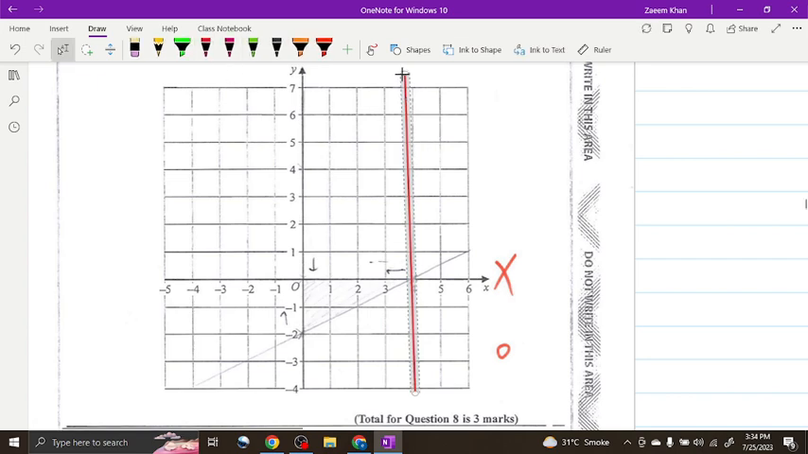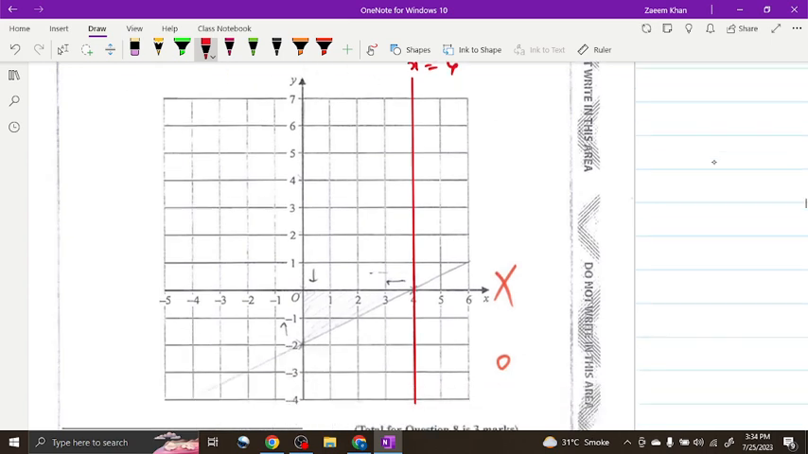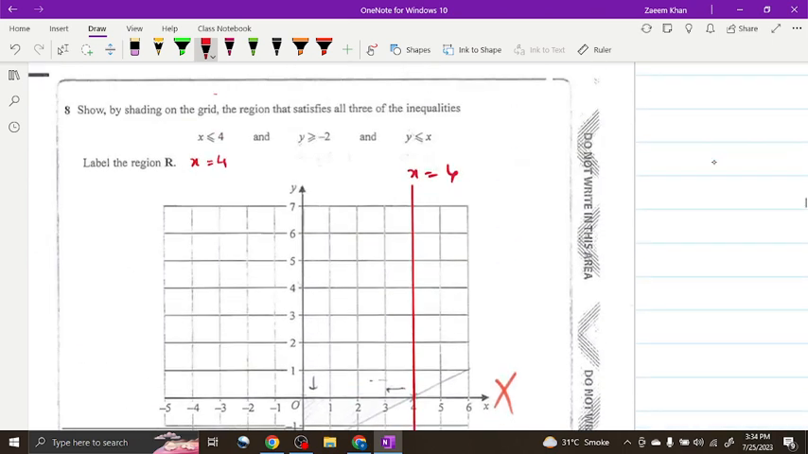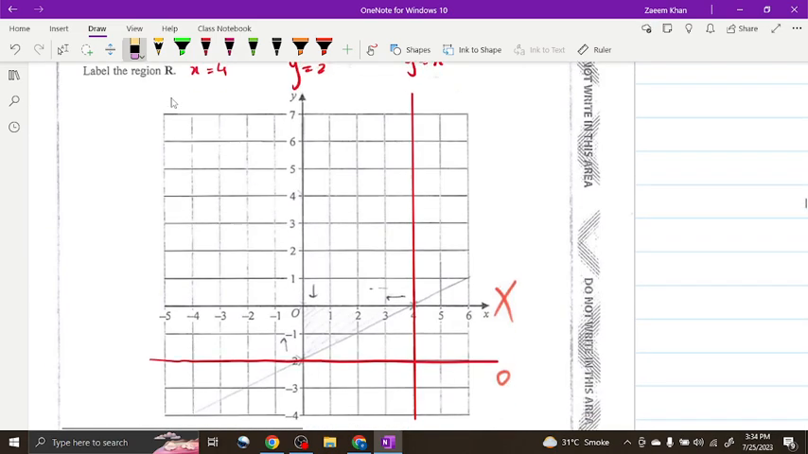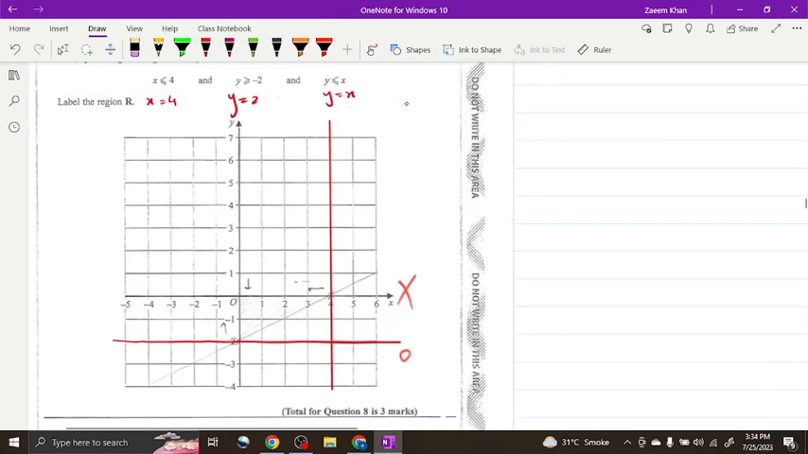That's x equals 4. Where is y equals negative 2? Any equation that starts with y is going to be a horizontal line. Anything that starts with an x is going to be a vertical line. Now where is y equals x going to be? It's going to be a straight line going through the axis. Okay, the x-axis.